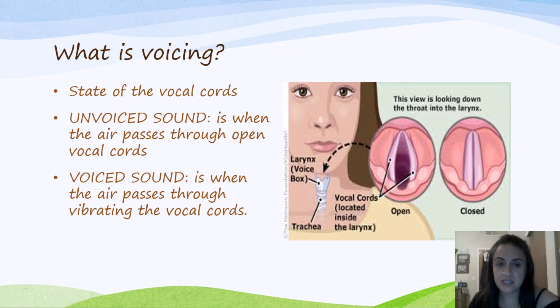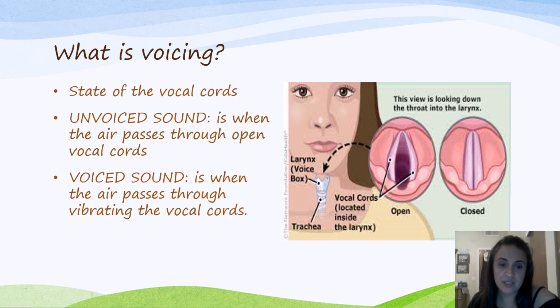What is voicing? Voicing refers to the action of the vocal cords. An unvoiced sound is when the air passes through open vocal cords. Here in the image, we can see the vocal cords located inside the larynx. Here they are open, and this is the glottis. The glottis is the space between the vocal cords. Unvoiced sounds are formed when the vocal cords do not vibrate and remain open. For example, the sounds T and S.